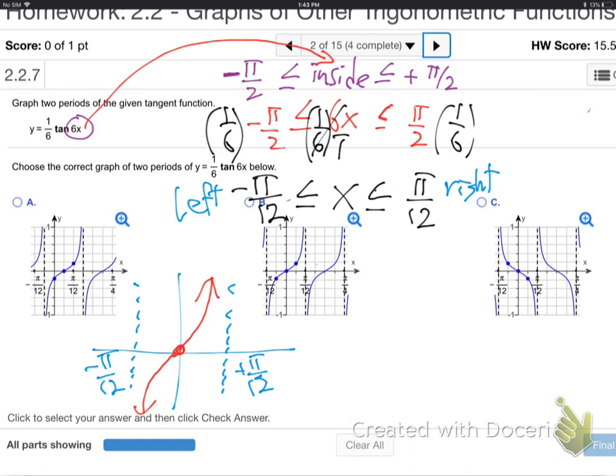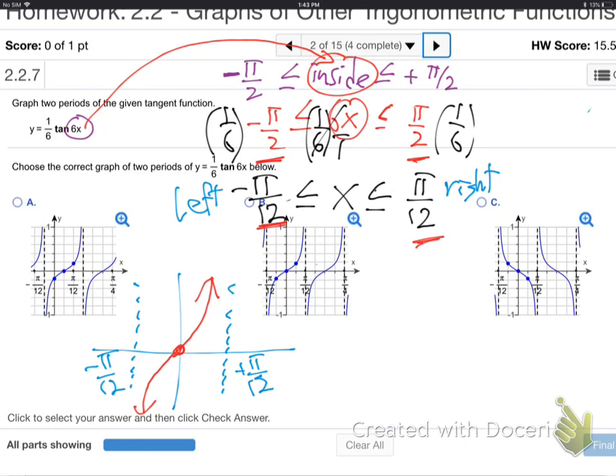What did I do? I take the inside and put it between negative pi over 2 and positive pi over 2, because that's where the normal, unaltered, original tangent lines are. Get x alone. X has got to be between minus pi over 12 and positive pi over 12. So I put that down and got the snake graph. Now what about that 1/6? What's that going to do?